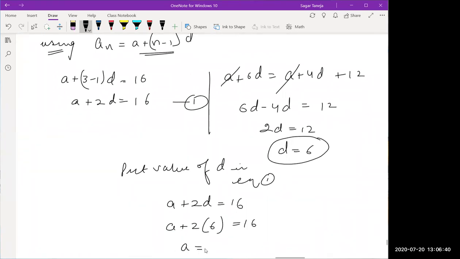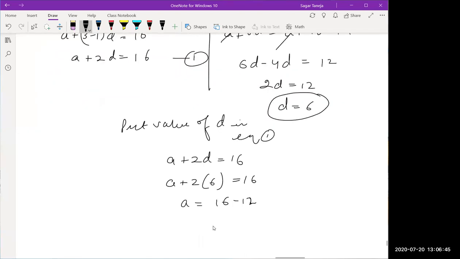Students have started writing the answers also. So this will be a or this will be d, and they are correct. A is 4 and d is 6.